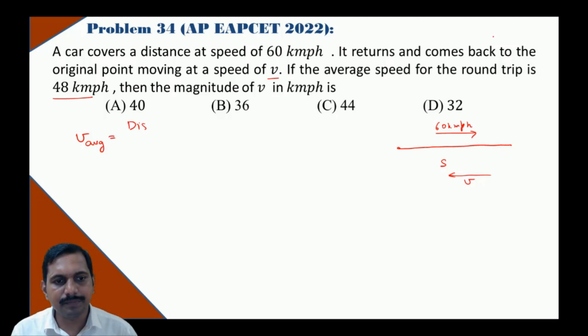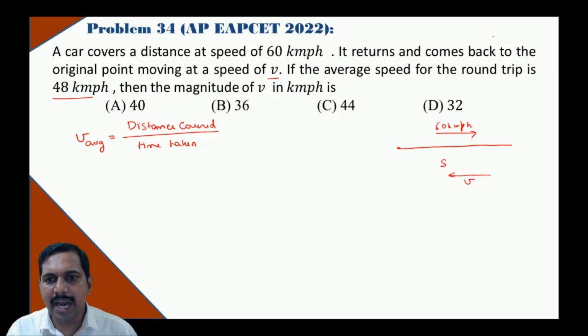Distance covered, right, divided by time taken, right? It is asking average speed, not the velocity. So average speed is distance covered by time taken. What is the distance covered? 2 times s. What is the time taken?